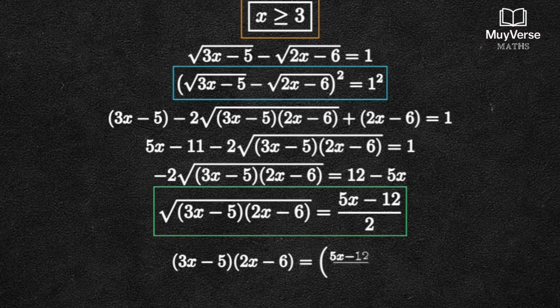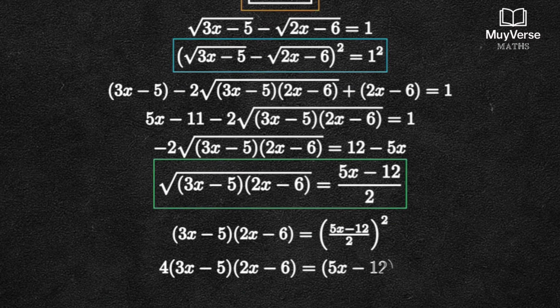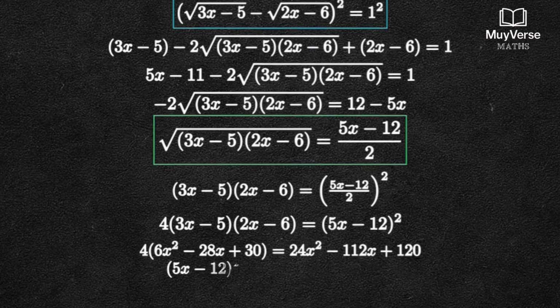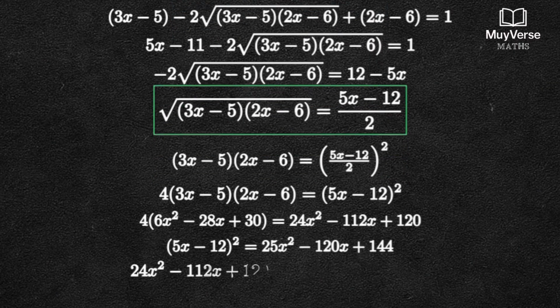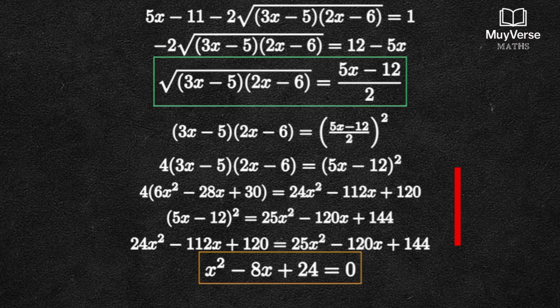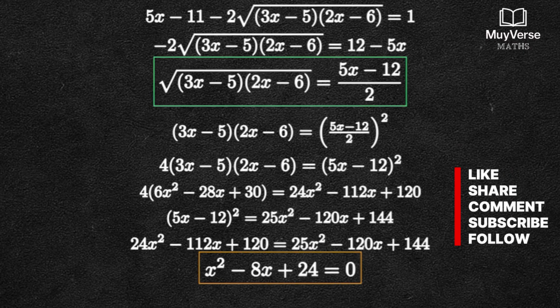Square both sides. Clear the denominator by multiplying by 4. Expand left and right sides. Set them equal and collect like terms. We arrive at the quadratic equation x squared minus 8x plus 24 equals 0.